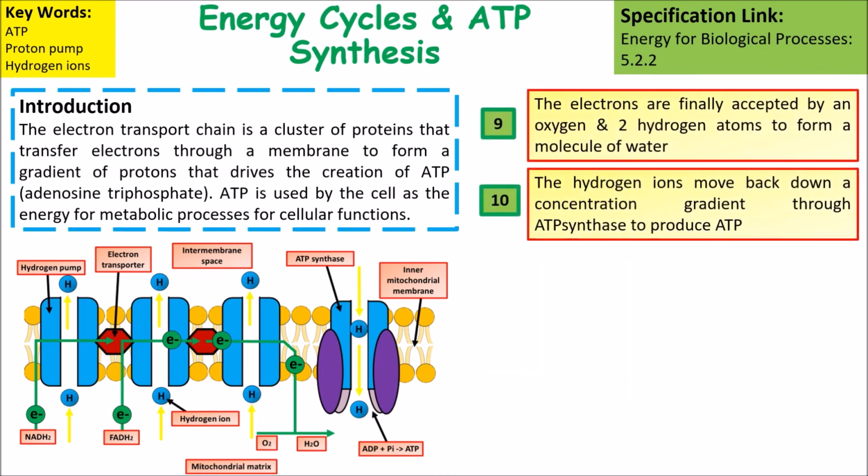The electrons are finally accepted by an oxygen and 2 hydrogen atoms to form a molecule of water. The hydrogen ions then move back down a concentration gradient through ATP synthase, which gives it the energy to go and produce ATP.